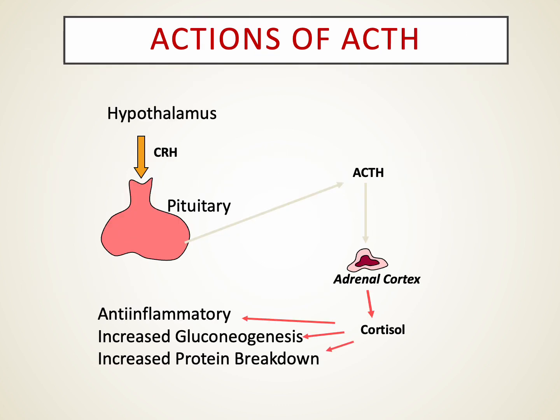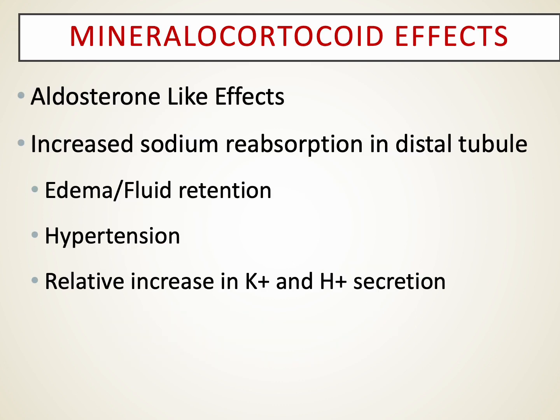The actions of adrenocorticotropic hormone: typically the hypothalamus releases corticotropin releasing hormone to the pituitary, which releases adrenocorticotropic hormone, stimulating the adrenal gland to release cortisol, which has certainly its anti-inflammatory properties, affects gluconeogenesis, and affects protein breakdown. We spoke other places in the curriculum as well, but here we'll talk about mineralocorticoid effects of cortisol. They're the aldosterone-like effects of cortisol.